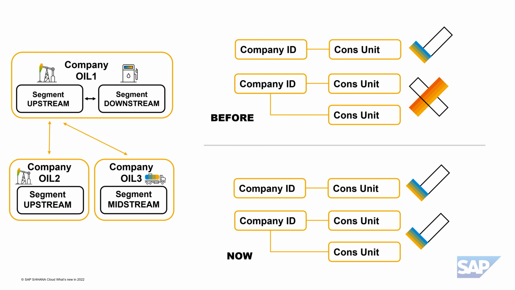Instead, customers can use flexible substitution rules or lookup tables to derive a consolidation unit in accounting based on the company ID, the profit center, the function area, or any other dimension. This means that in our example, our oil company can now represent its different upstream, midstream, and downstream segments as consolidation units in S/4HANA Group Reporting and run a full consolidation process for these individual segments.